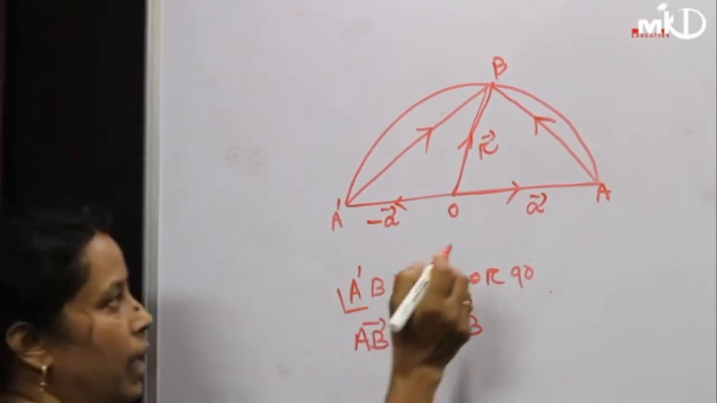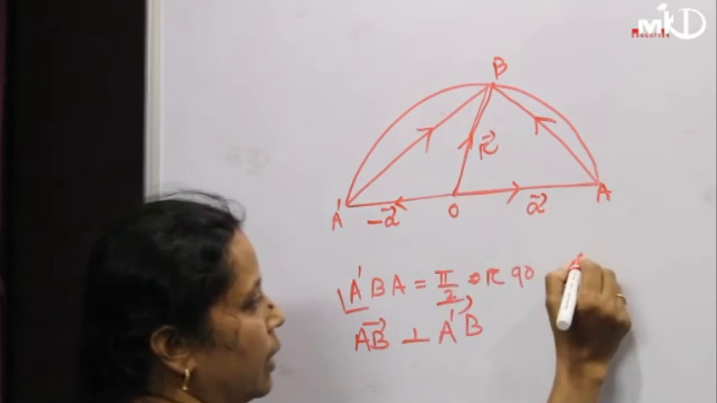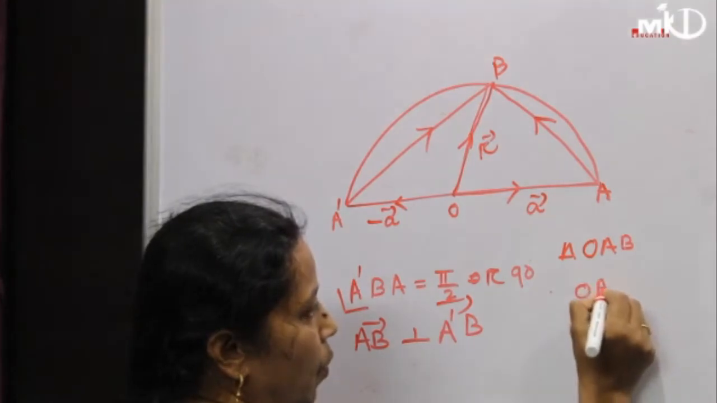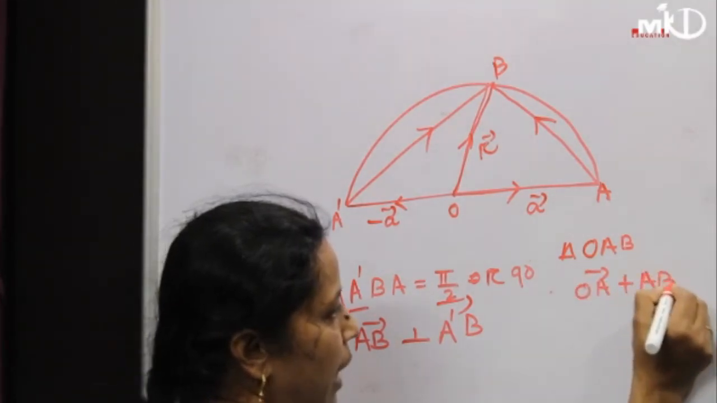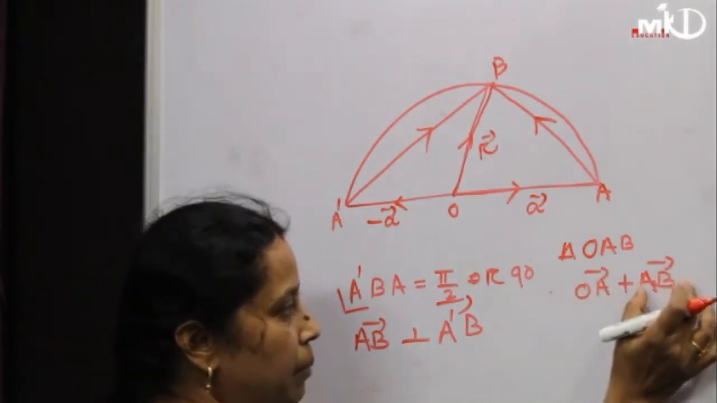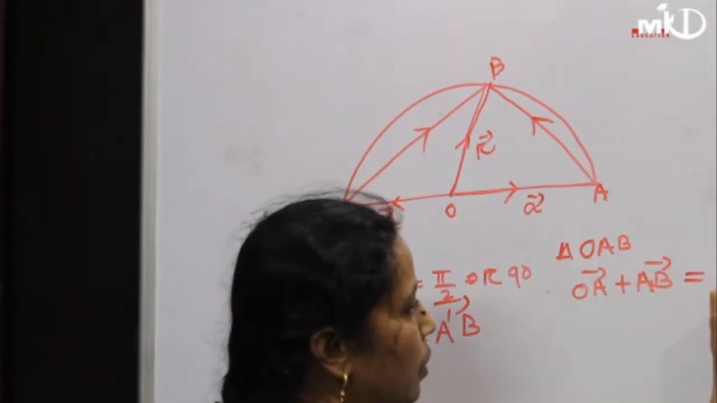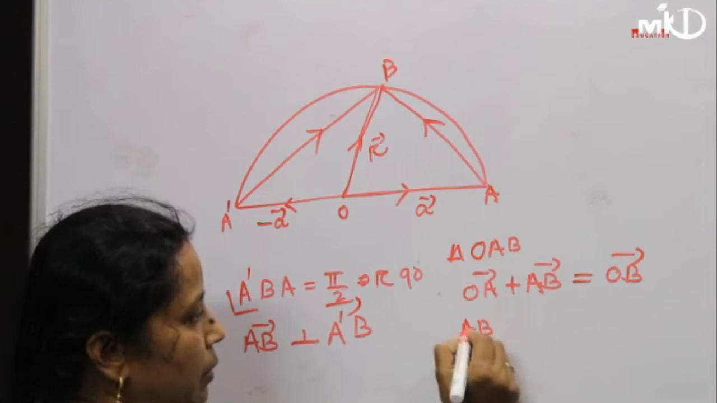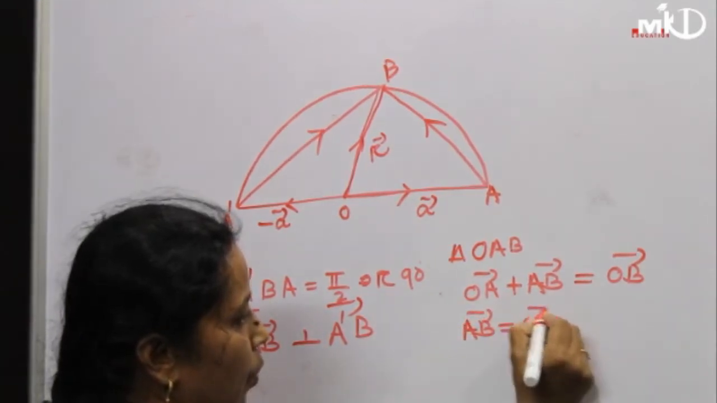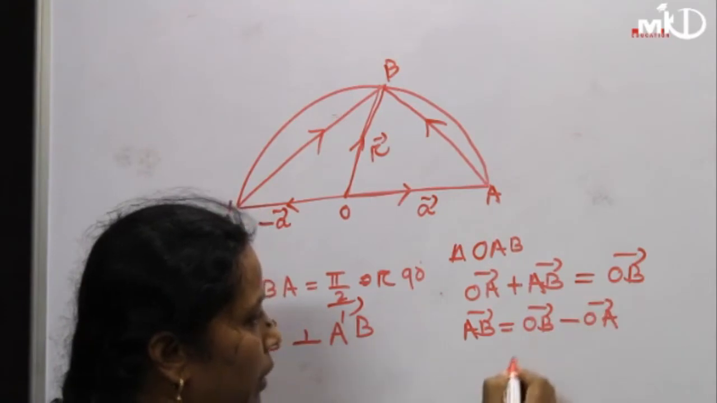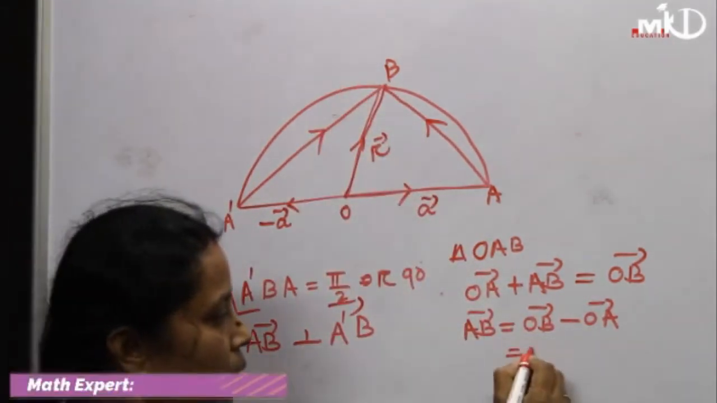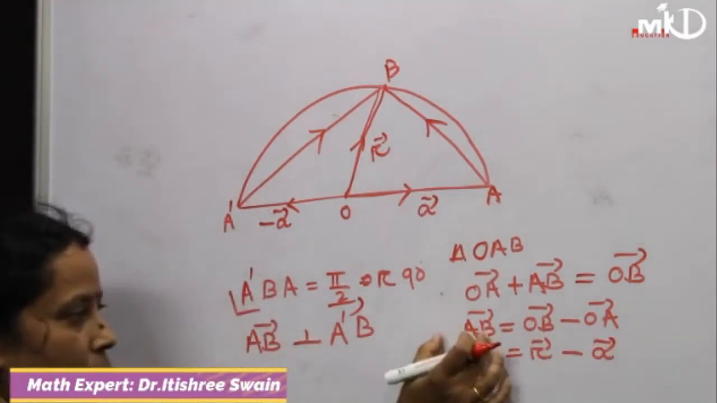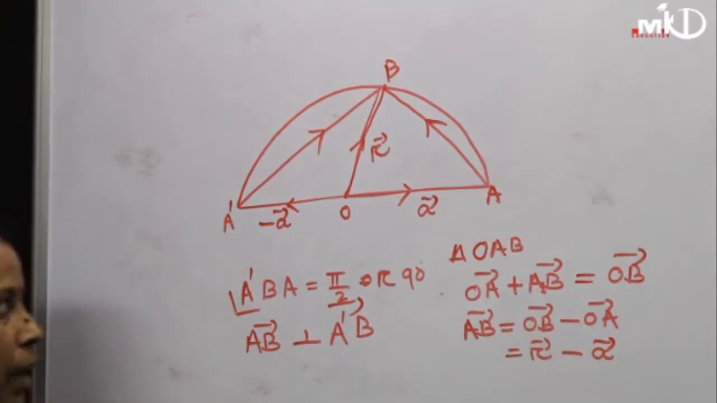Now in the triangle OAB, from the triangle law of addition, we find OA bar plus AB bar is equal to OB bar. Or we find AB vector is equal to OB bar minus OA bar. Already we take OB bar is equal to R bar, and OA bar is equal to A bar. So AB vector is equal to R bar minus A bar.